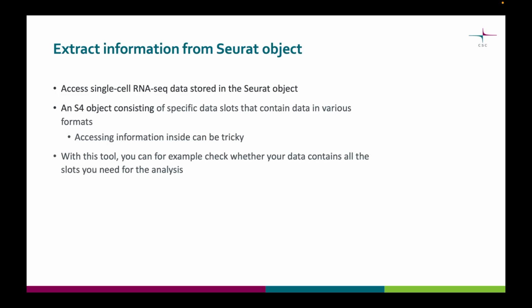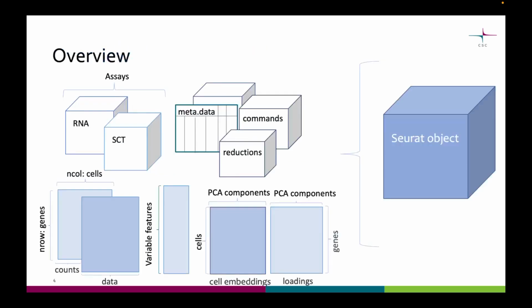There are various situations where the tool could come handy. For example, if you have some data and you're unsure if it contains all the parts you need, you can use this tool to get a general view of the object. Moreover, you can easily, for example, check whether SCT transform or the global scaling normalization was used to normalize the data. Next, we will take a look at the overall structure of the Seurat object.